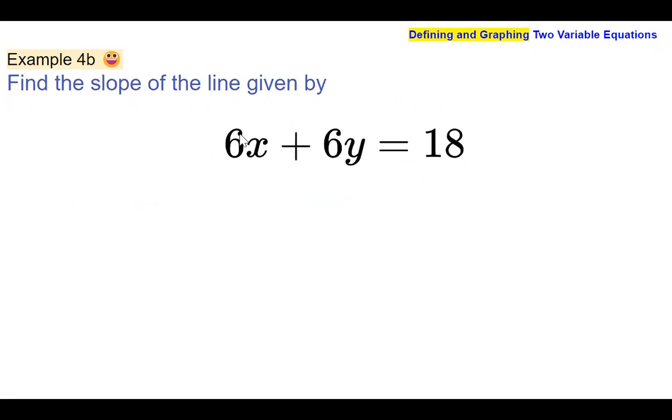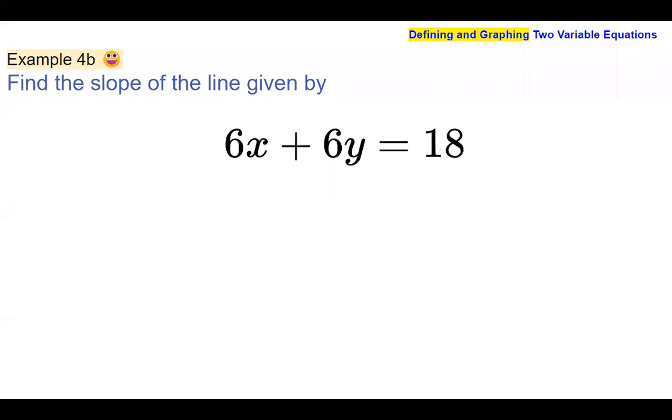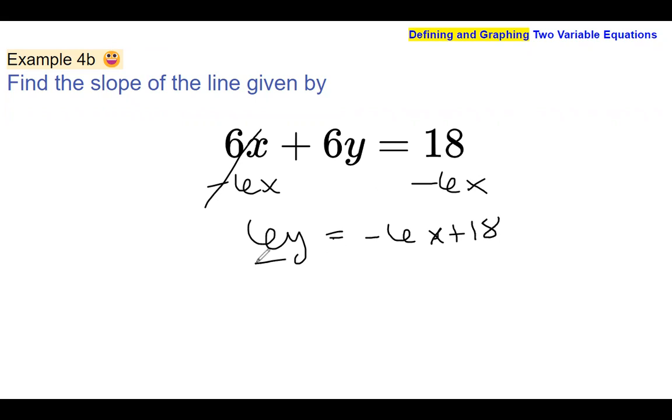For today, go ahead and try this one. All right, so what do I do? Quickly, guys. Subtract 6x on both sides. I'm left with 6y equals -6x plus 18. And divide by 6 on both sides. We're left with y equals -x plus 3.